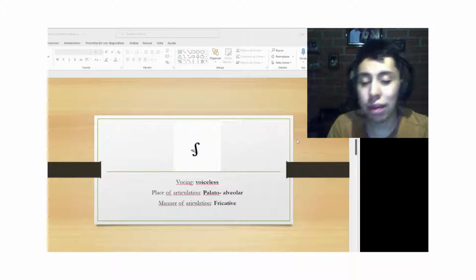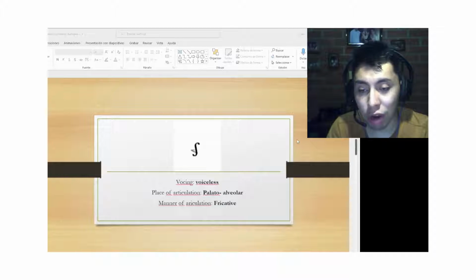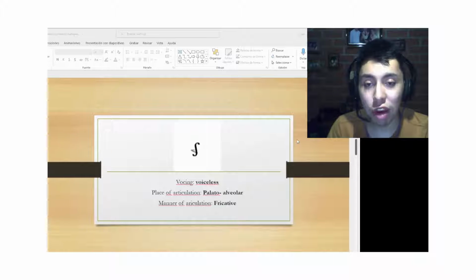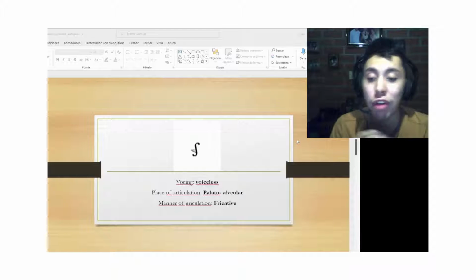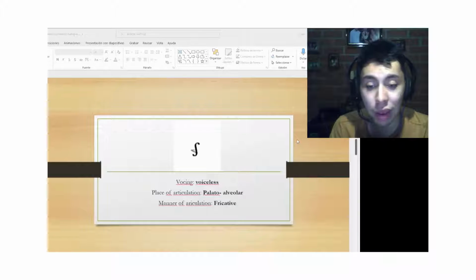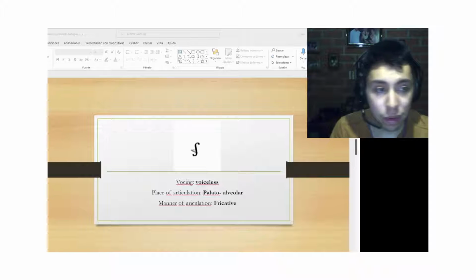This symbol is actually pretty easy to pronounce. It's voiceless, of course, and the pronunciation is sh, shh, like when you want someone to shut up. Shh, shh. The place of articulation is palatal alveolar.